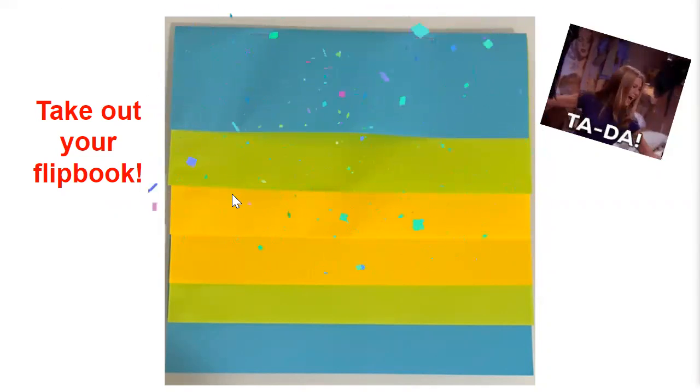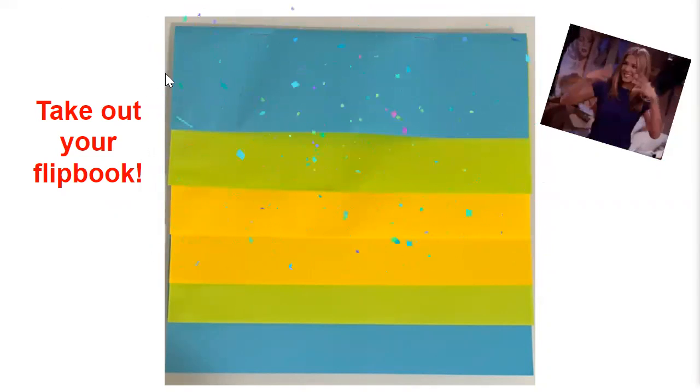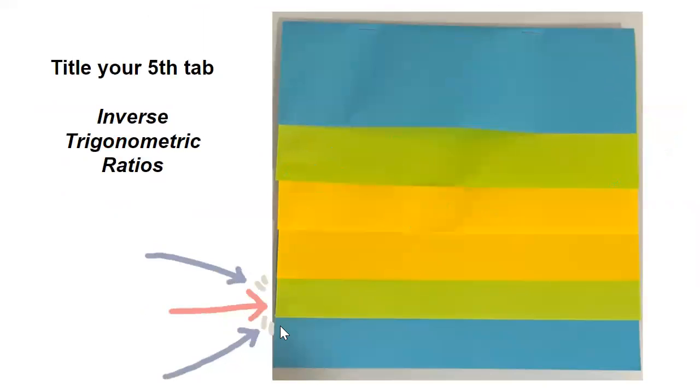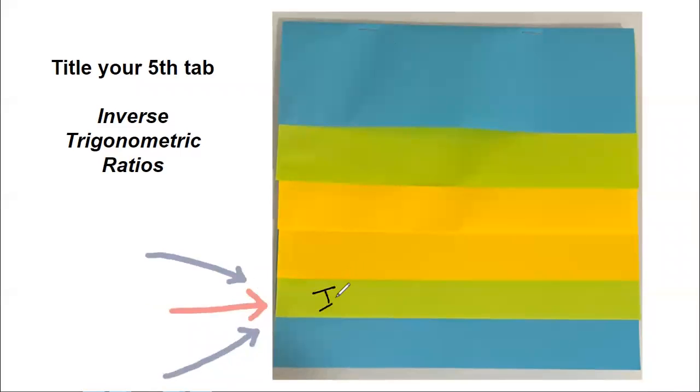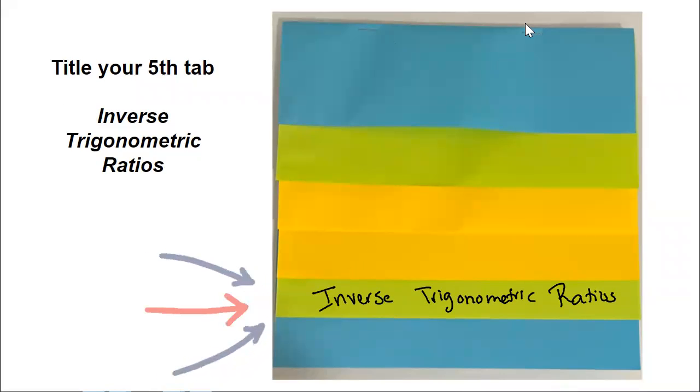So we had the blue one, the green one, the yellow one, and then we're left with the last green one. We're going to title it Inverse Trigonometric Ratios. So go ahead and grab your pencil and title it Inverse Trigonometric Ratio. All right, let me pause. Let's continue.